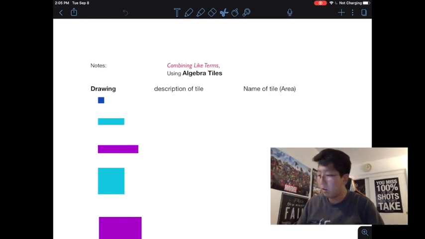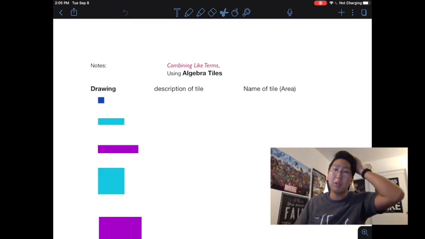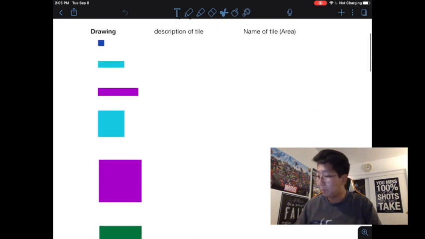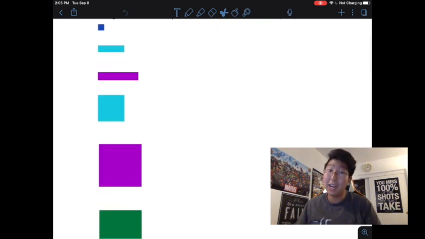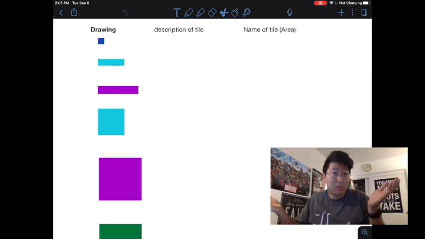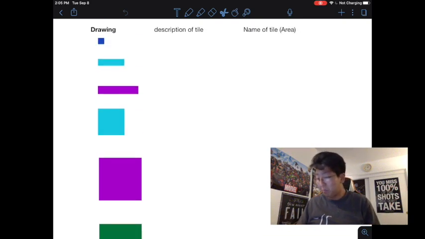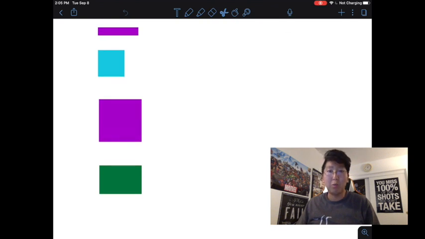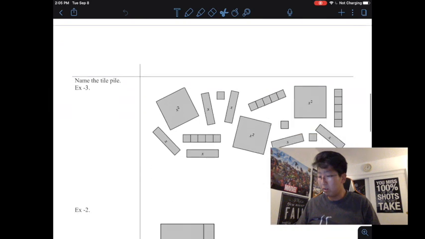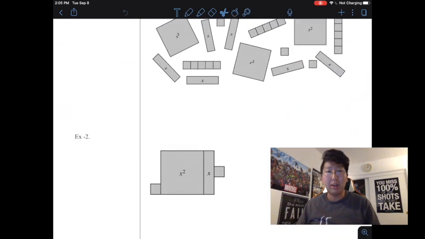Here are our notes on naming algebra tiles. So today we're going to be spending time looking at these tiles right here and technically finding the area of each one. Right now it looks like a lot of random shapes with different colors, but we're going to understand these very well this year. So make sure you're paying attention, and then we'll get into how to find the area.